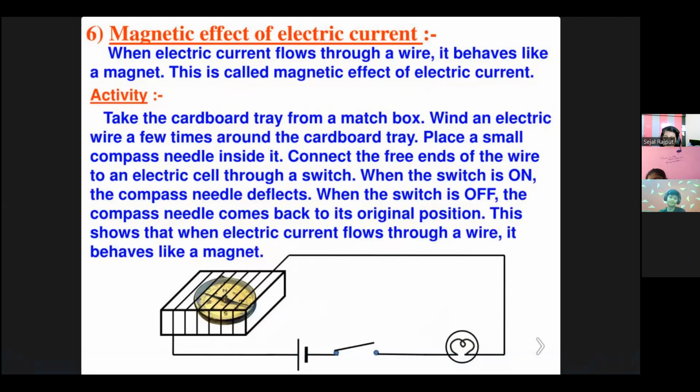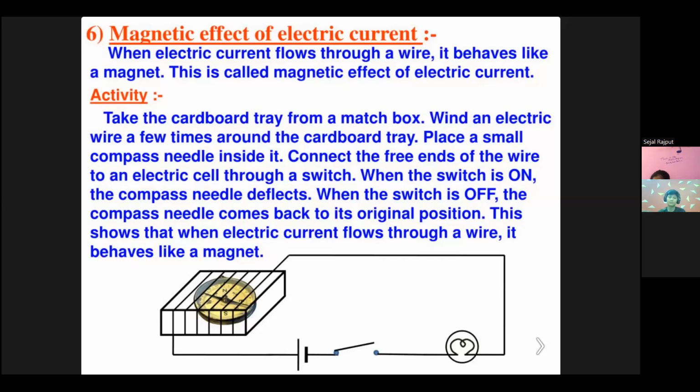Activity. Take the cardboard tray from a matchbox, bind an electric wire a few times around the cardboard tray, place a small compass needle inside it, connect the free ends of the wire to an electric cell through a switch. When the switch is on, the compass needle deflects. When the switch is off, the compass needle comes back to its original position. This shows that when electric current flows through a wire, it behaves like a magnet. So I hope it is clear to you.